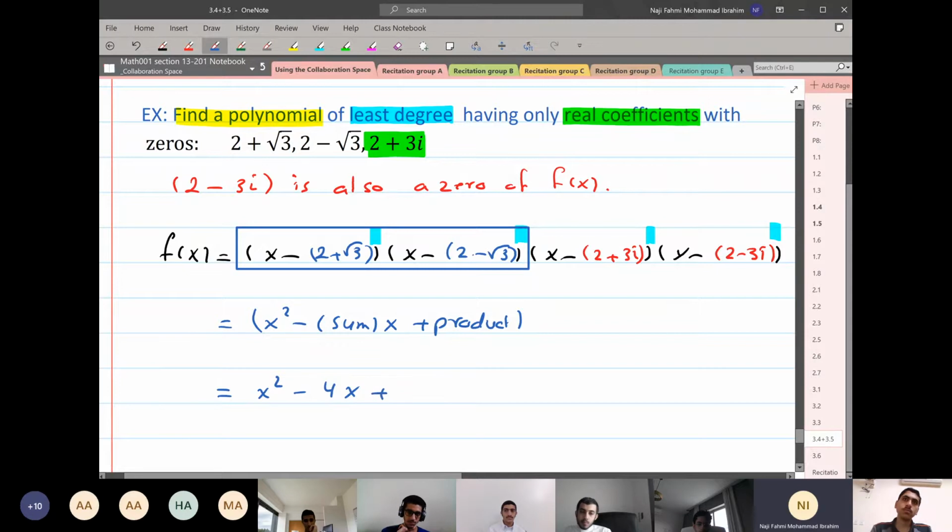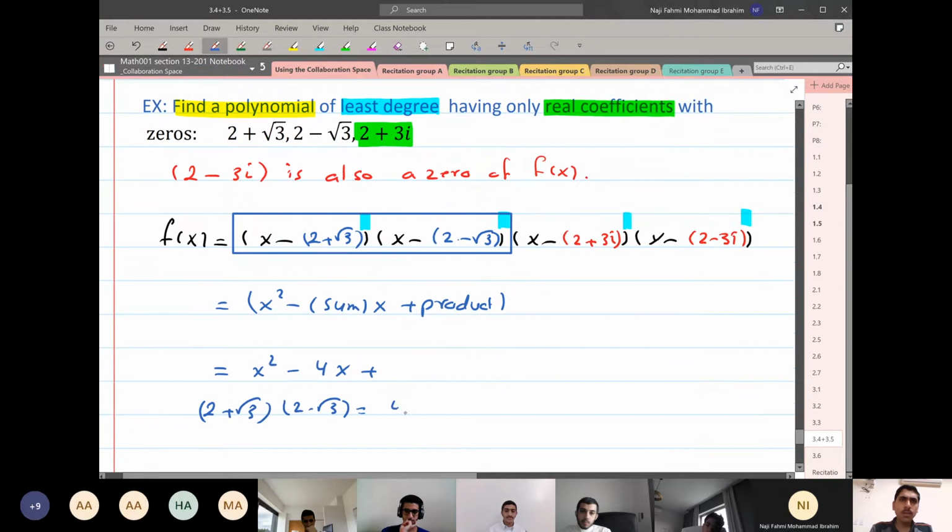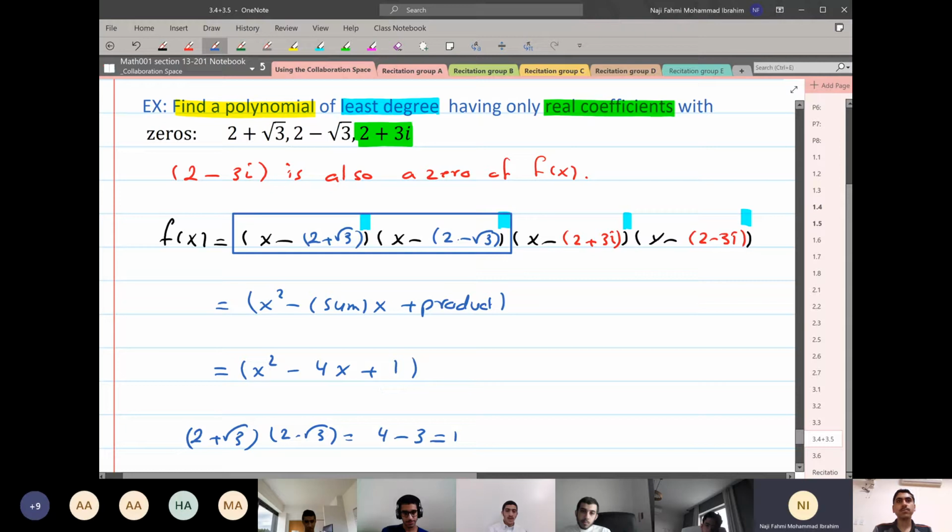What's the product of them? If we want to multiply 2 plus root 3 times 2 minus root 3, do we know how much is the answer? Yes. 4 minus 3, which is 1. Because the square of 2 is 4 and the square of root 3 is 3. So this is the product of the first two factors.